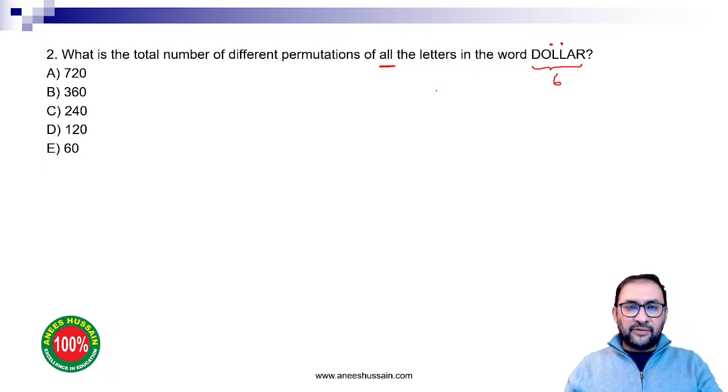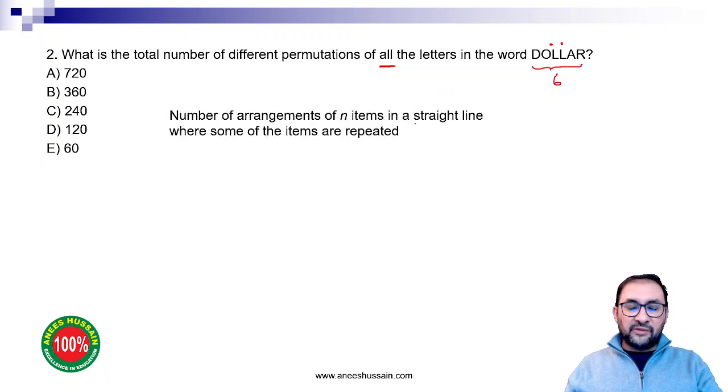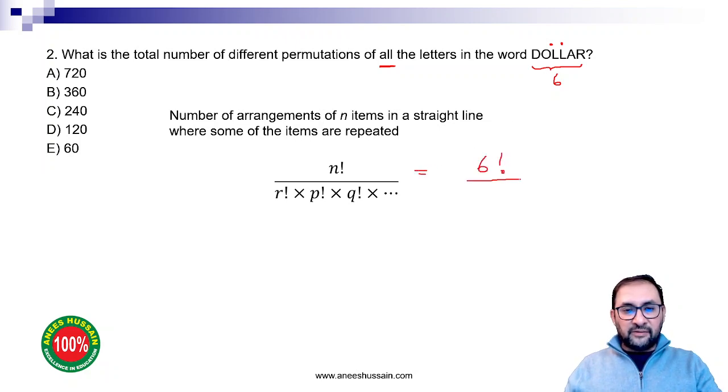So whenever you have certain letters being repeated, the number of arrangements of n items in a straight line where some of the items are repeated is always equal to n factorial divided by r factorial into p factorial into q factorial, etc., where r and p and q are the different numbers of letters that are being repeated. So in this case, we only have 2 letters being repeated, L and L. So we say n factorial, that's 6 factorial, divided by the 2 L's, so divide by 2 factorial.